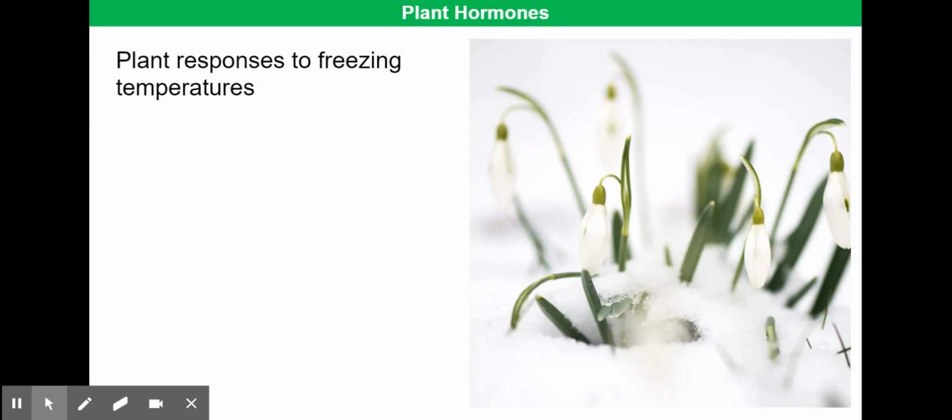The first is through accumulation of solutes. So that's things like sucrose or polysaccharides, amino acids. So the cells can accumulate those solutes to reduce the freezing point and therefore stabilize the cell. Plants are also able to produce antifreeze proteins. These prevent the ice crystals from forming in the extracellular spaces. So those are the spaces outside the cells. The plant cells that make these antifreeze proteins tend to secrete them into the cell wall region.